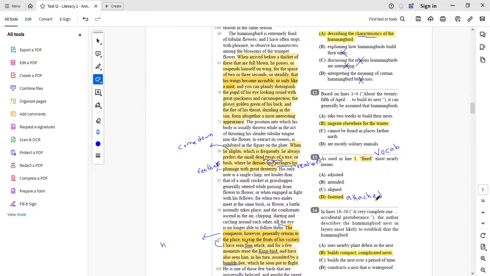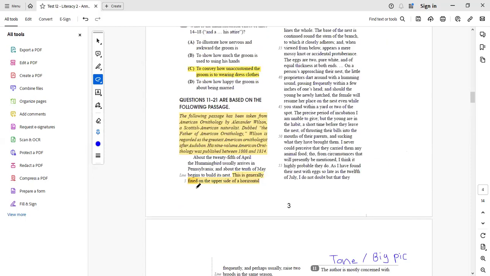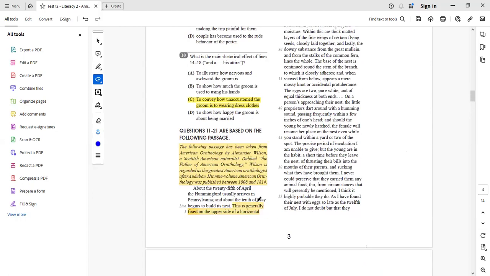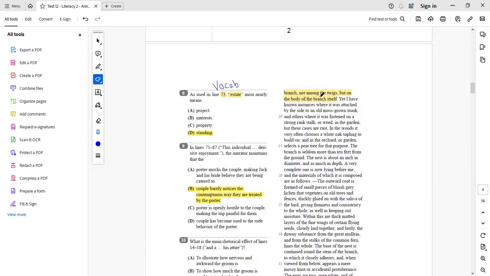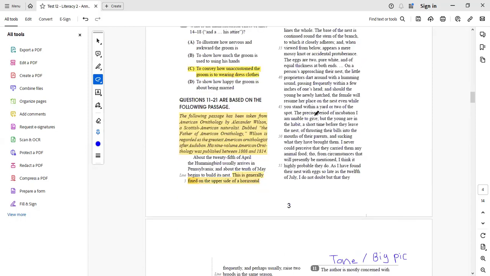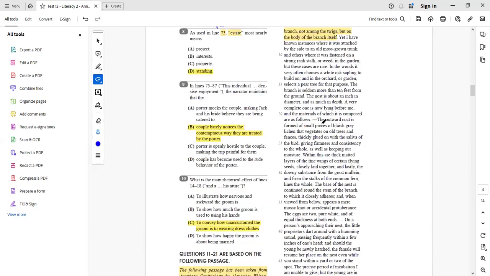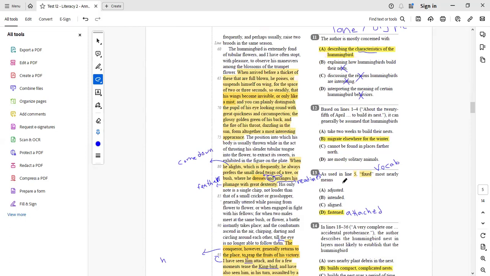Number 13 was with Taha. As used in line 5, fixed most nearly means. Let's go to line 5. Here is fixed, and of course this will make us read a bit. It says: This is generally fixed on the upper side of a horizontal branch, not among the twigs, but on the body of the branch itself. He is talking about the nest of the hummingbird, attached to the upper side of the horizontal branch. Adjusted, no. Intended, no. Intended is not an answer here. Aligned, we're not talking about the line. He said attached, fastened to the upper part of the branch. Fastened means attached.